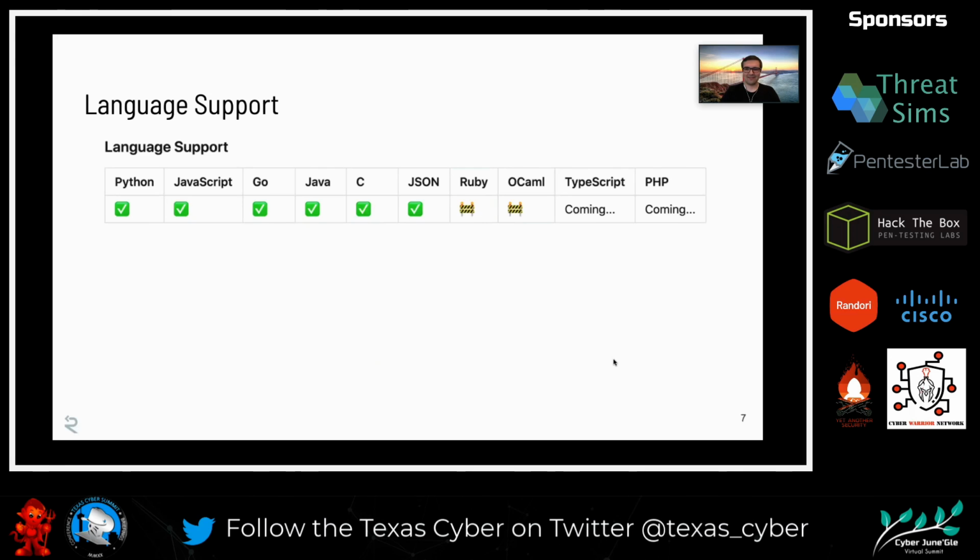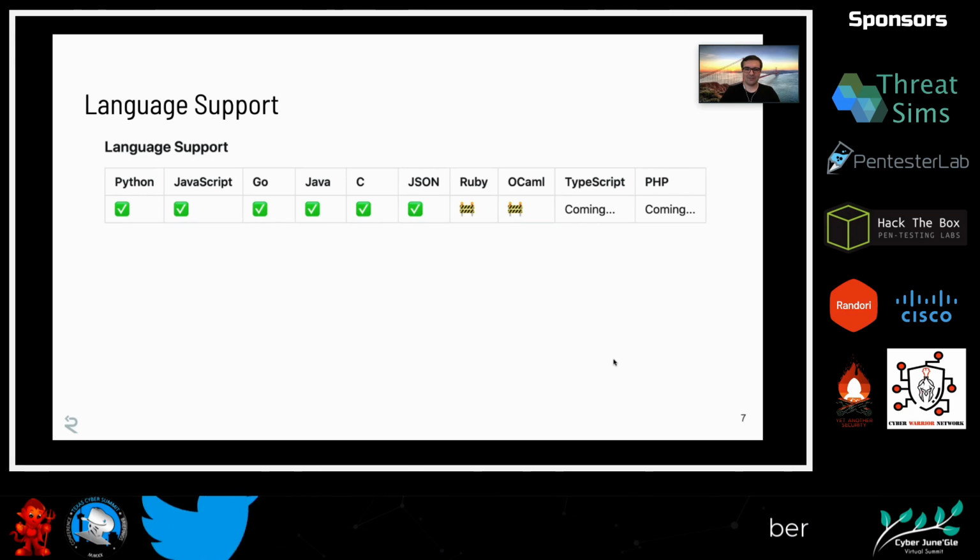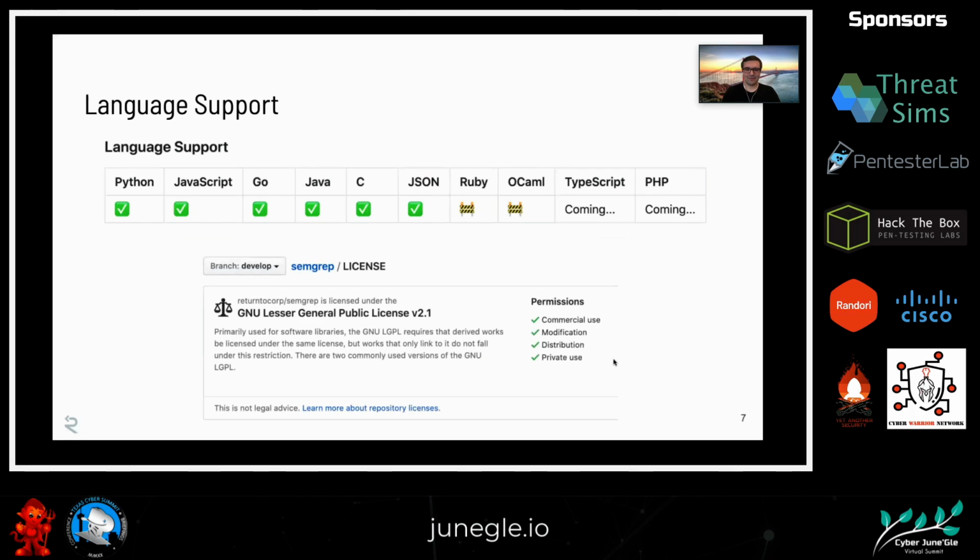So you might be asking, does semgrep work for my language? We've added many languages in the last couple months. Right now, we have really good support for 5 languages, and we have 4 more coming this month. And we also recently added support for JSON, so you can start to search configuration files and the like. Again, semgrep is open source, it's LGPL licensed, so you can use it for commercial use, you can modify it. Really nice to have a permissive license, a great security tool.